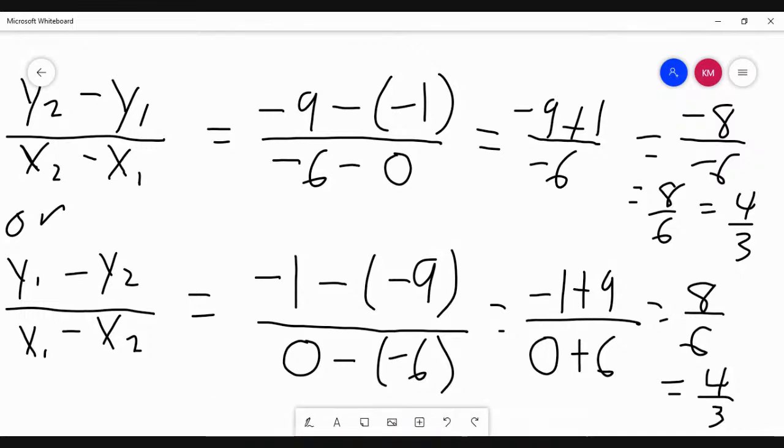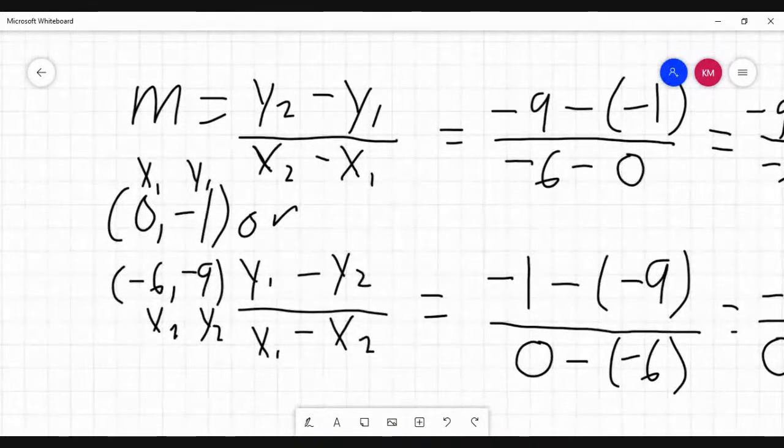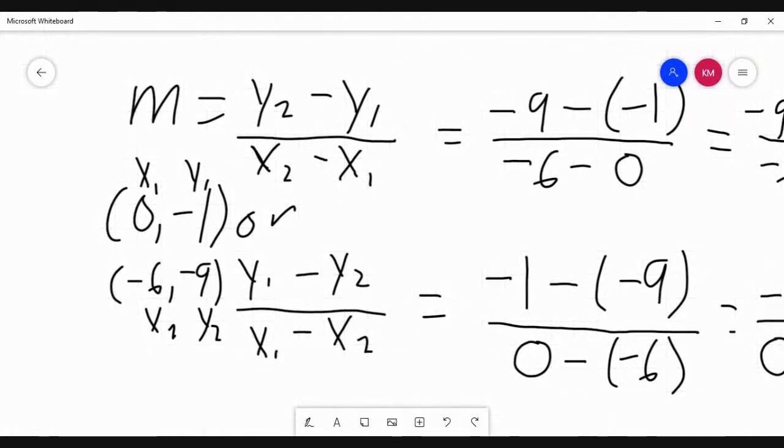So, as you can see, I started at m equals y, the second y minus the first y, and the second x minus the first x. And you can either do it the top equation or the bottom equation, which is the first y minus the second y, and the first x minus the second x. But make sure your ones are lined up under each other and your twos are lined up under each other. Otherwise, you will not get the correct number.